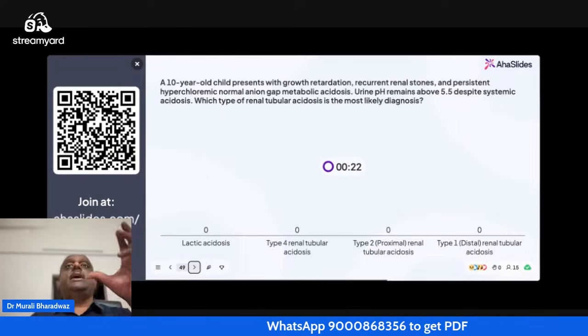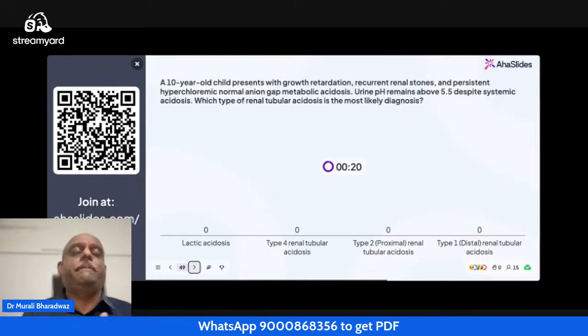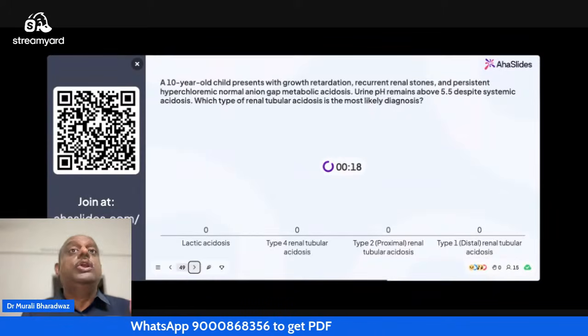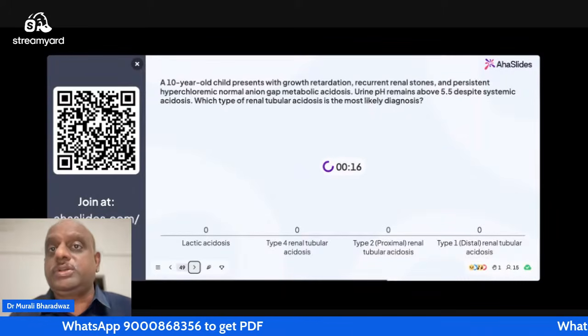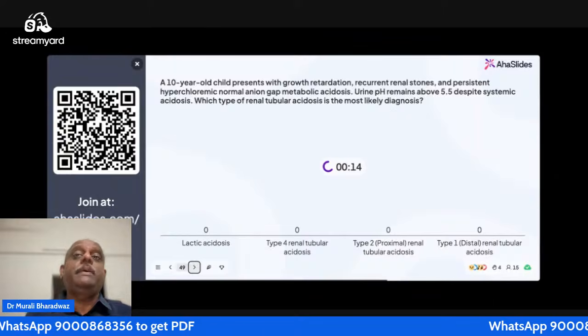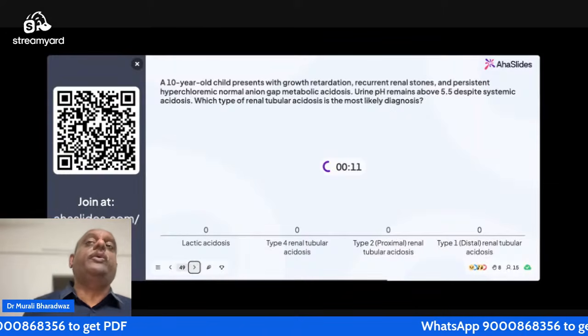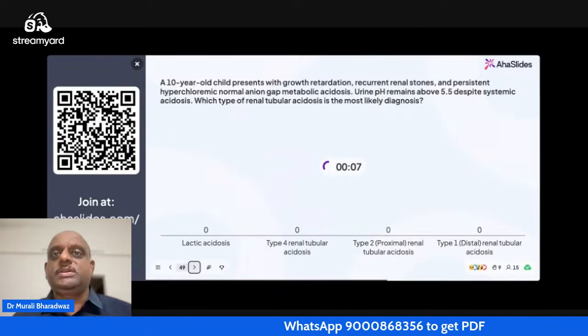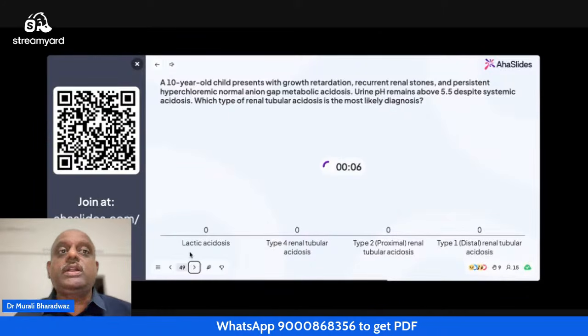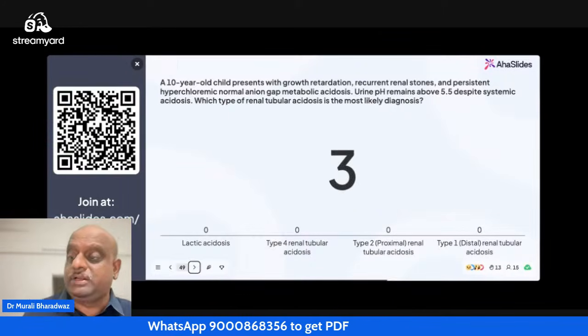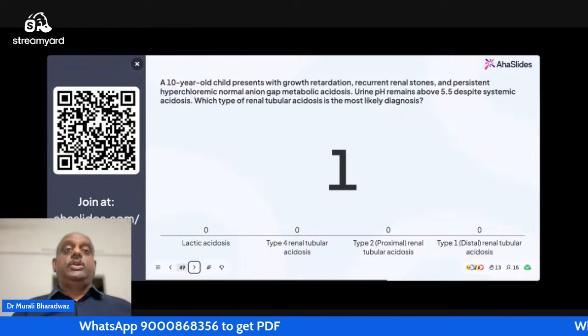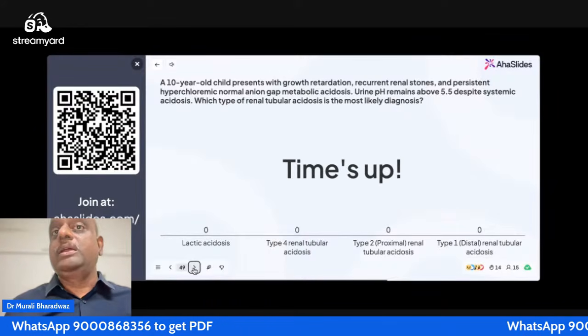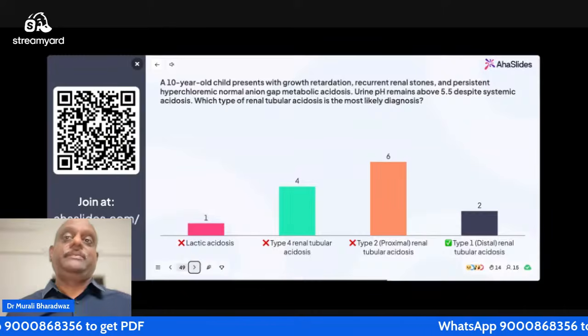Ten-year-old with growth retardation, recurrent renal stones, and persistent hyperchloremic normal anion gap metabolic acidosis. Urine pH remains above 5.5 despite the systemic acidosis. What type of RTA? This is a real wonderful question. If you answered it, you are a wonderful guy. You are ready with the general medicine.